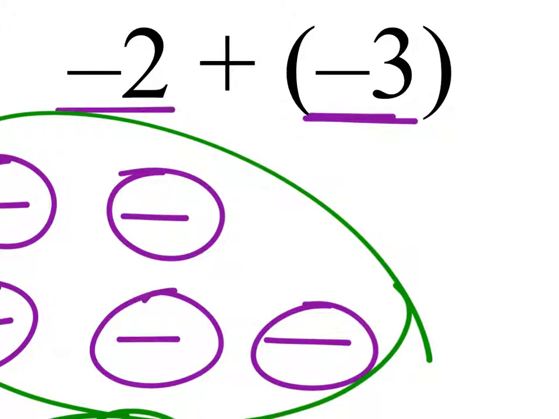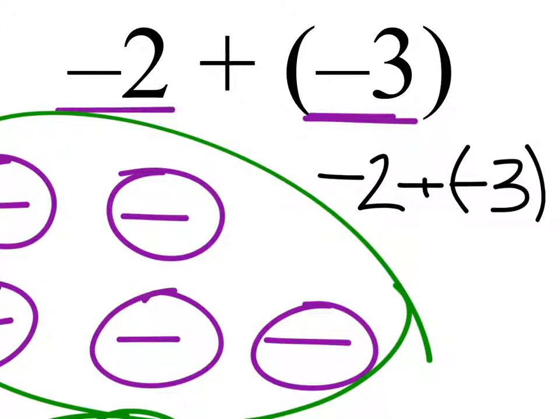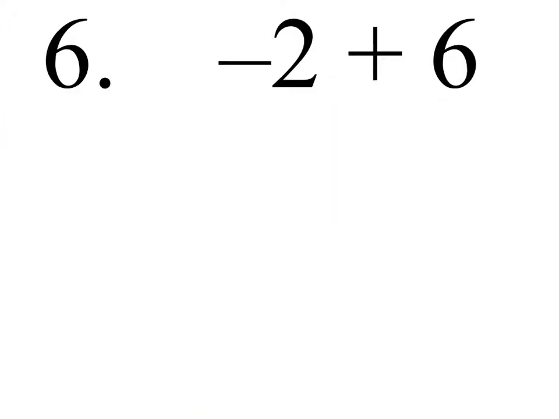So why is this negative 3 in parentheses? Well, let's try looking at this without parentheses. You guys tell me what you think. Okay, so negative 2 plus negative 3. What the heck is that? Do you want to add? Do you want to subtract? Multiply, divide? What is it? But as soon as we put that in parentheses, I can see now we're adding a negative 3. All right. Got that. Number 6.